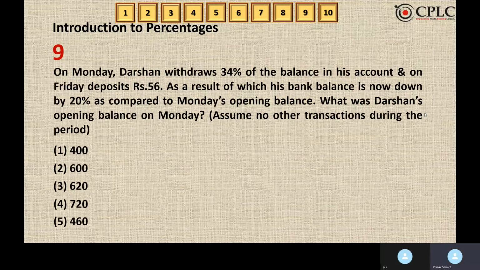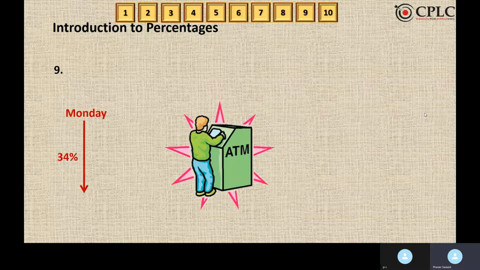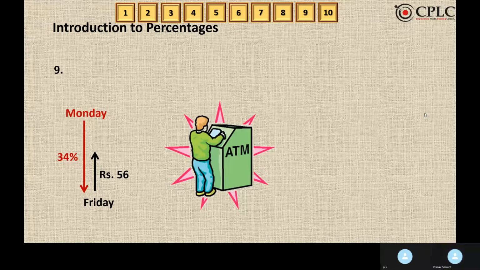On Monday, Darshan withdraws 34% of the balance in his account. On Friday, he deposits 56 rupees, as a result of which his bank balance is now down by 20% as compared to Monday's opening balance. What was Darshan's opening balance on Monday? Assume no other transactions during the period. On Monday, Darshan withdrew 34%, whereas on Friday, he deposited 56 rupees. Due to this, the overall bank balance decreased by 20%.